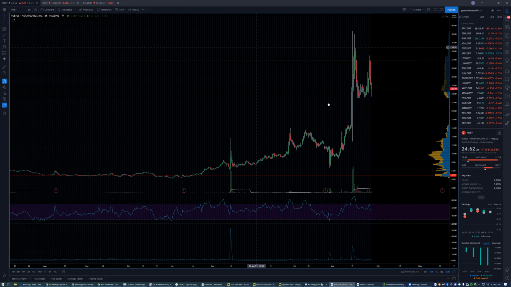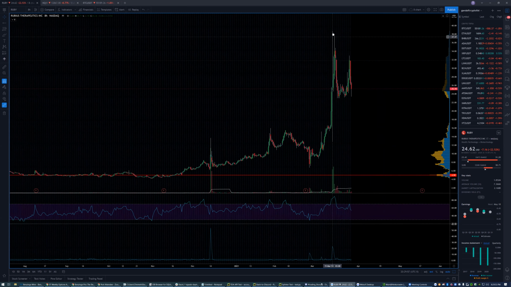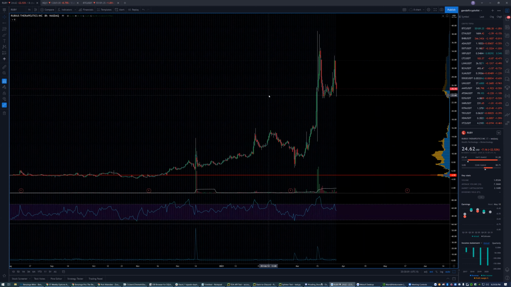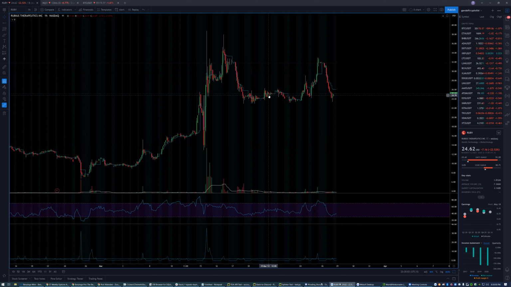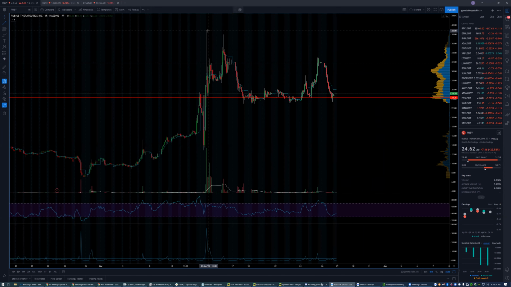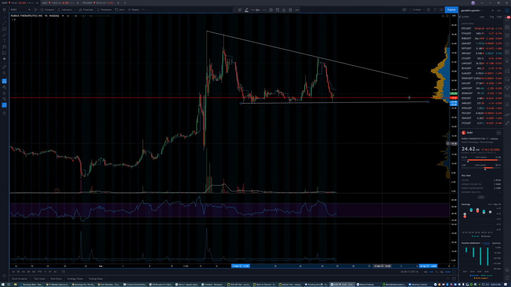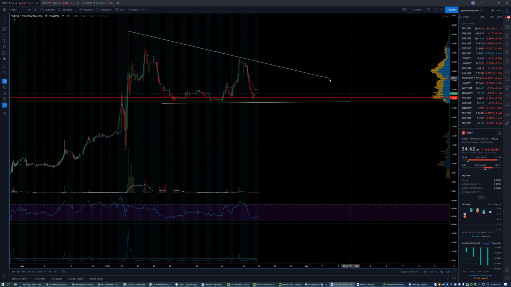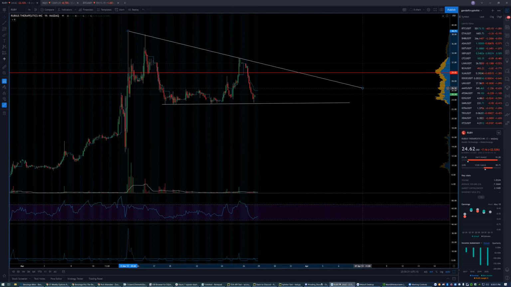So this is just a crazy parabolic move. And obviously it's consolidating a lot. So I'm going to bounce between time frames and see if I can actually see a pattern on the hourly here. Maybe we can draw something. This looks like a descending triangle on the hourly. So you could look for some consolidation in here.